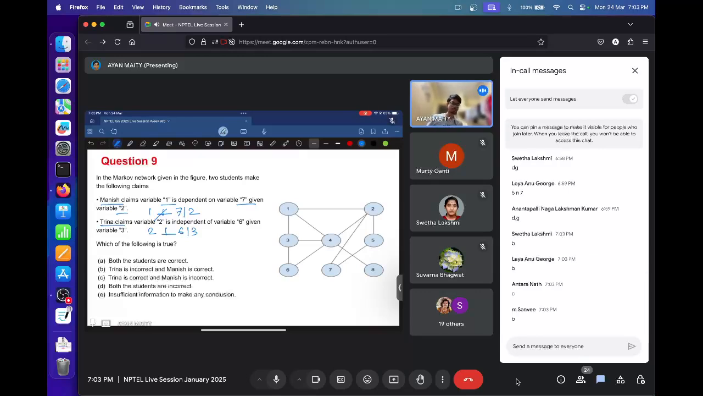Shweta Lakshmi says option B. Leah Anujor says option B. Option B says Trina is incorrect, Manish is correct. Okay. Antarnath says option C. C is Trina is correct, Manish is incorrect. M Sanvi says option B. A for apple, sir. A. Okay.